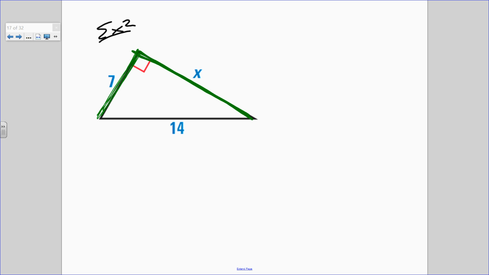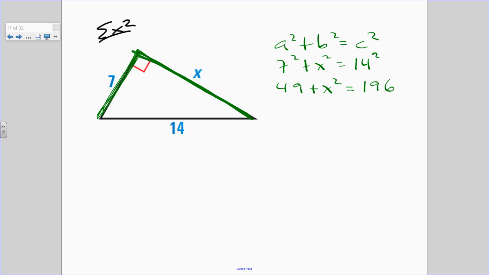All right, here we go. A squared plus B squared is C squared. Let's do it. So your legs are your A and B. So let's see, 7 squared plus x squared is 14 squared. Cool. Let's keep going. 49 plus x squared is, that's what it is, 196. Thank you, Ms. Buckley.